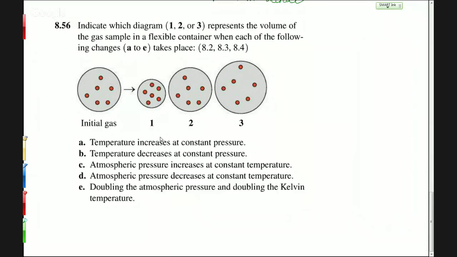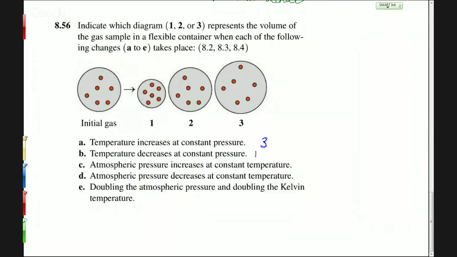So if temperature increases at constant pressure, what happens to the volume? It will be small. Temperature increases? No, it will be bigger. Right. So if you heat it up, it will expand and get bigger. So number three would be the answer to that. What if temperature decreases? Temperature goes down. Yeah, smaller.